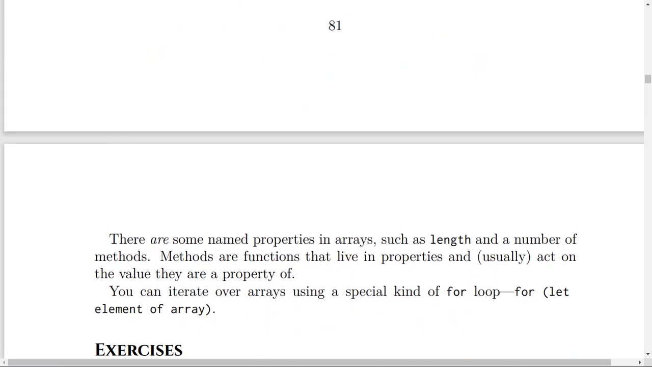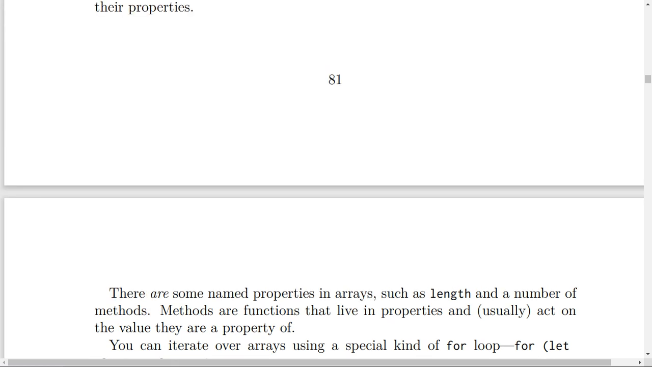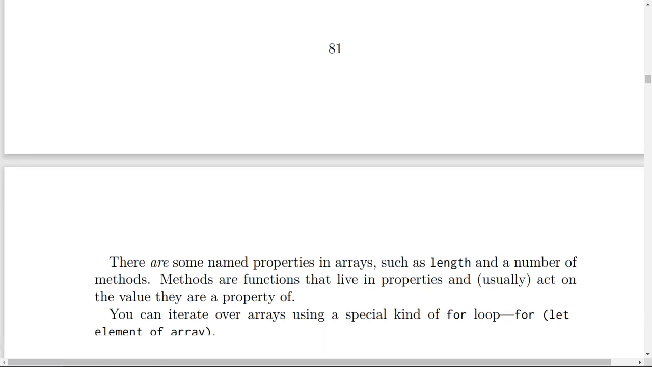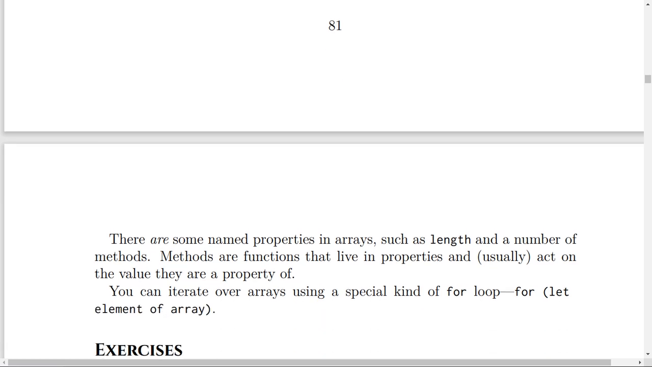There are some named properties in arrays, such as length and a number of methods. Methods are functions that live in properties and usually act on the value they are a property of. You can iterate over arrays using a special kind of for loop: for (let element of array).